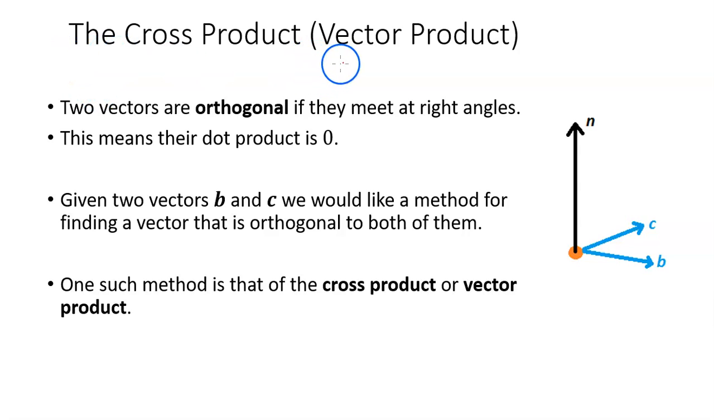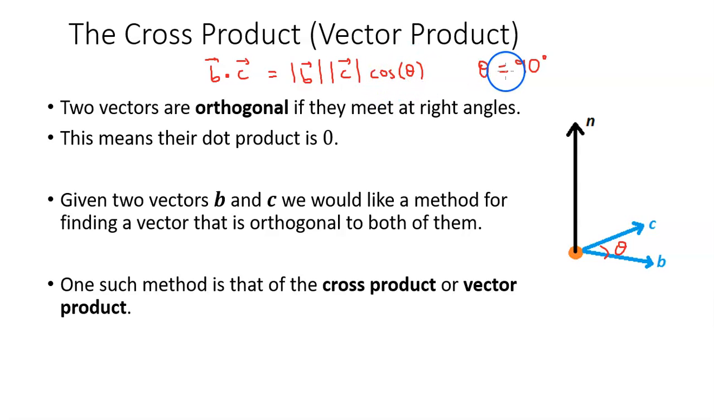The cross product, also called the vector product. Two vectors are orthogonal if they meet at right angles, and this means that their dot product is 0. Remember, B dotted with C is equal to the length of B times the length of C times cosine of theta, where theta is the angle between them. And if theta equals 90 degrees, then cosine of theta is equal to 0, and so B dot C is equal to 0.